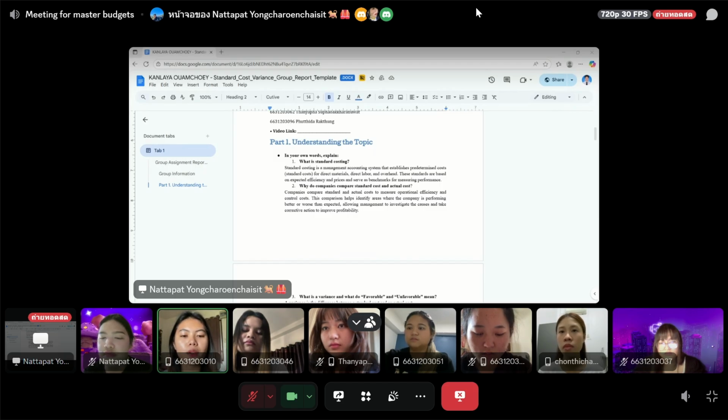Next question is, why do companies compare standard cost and actual cost? They compare these costs to measure performance and identify inefficiency. If actual cost is higher than the standard, it shows overspending. If it is lower, it means resources are being used efficiently. This helps managers detect problems early and take action to reduce waste or improve production.